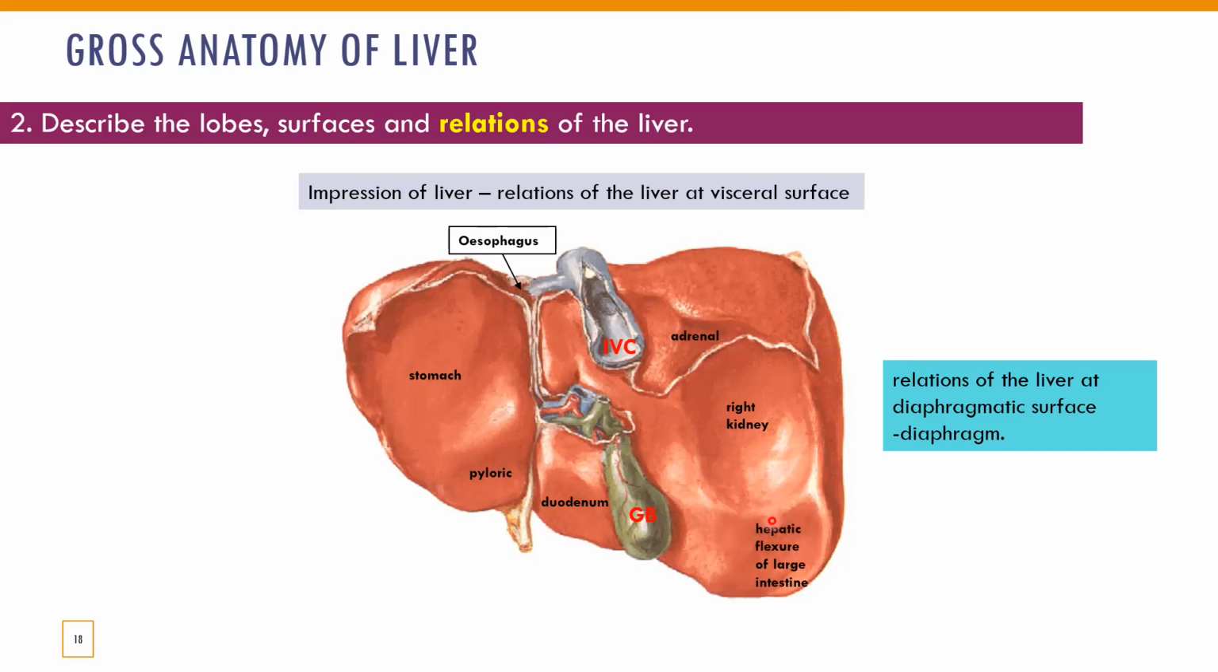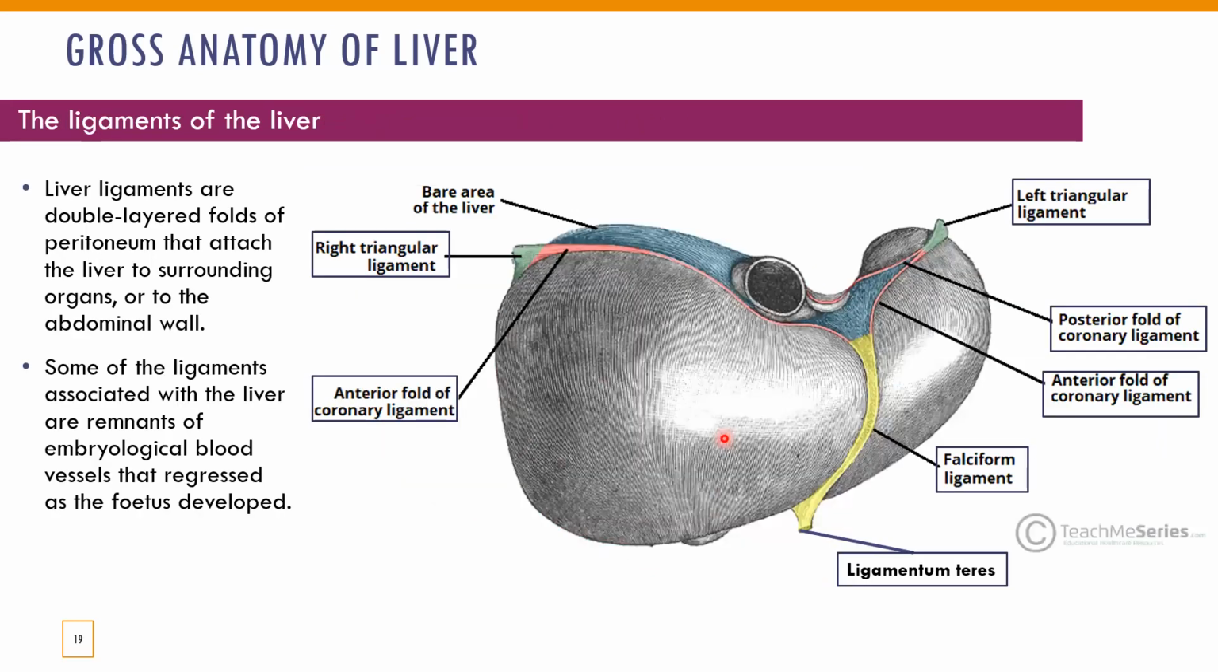And this is the IVC, inferior vena cava, which is related to the right lobe of the liver, and this is the gallbladder. As for the diaphragmatic surface, obviously they are related to the diaphragm.